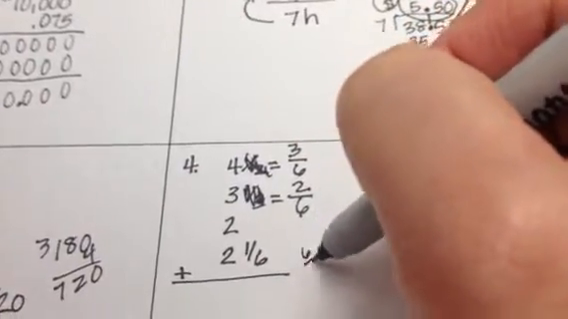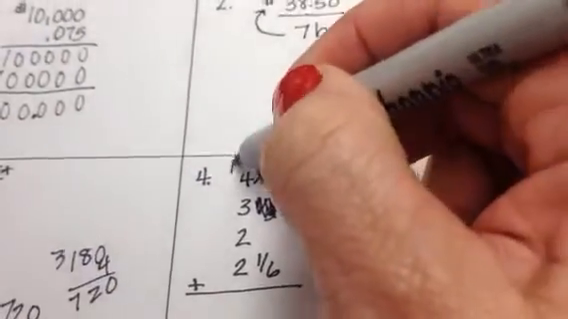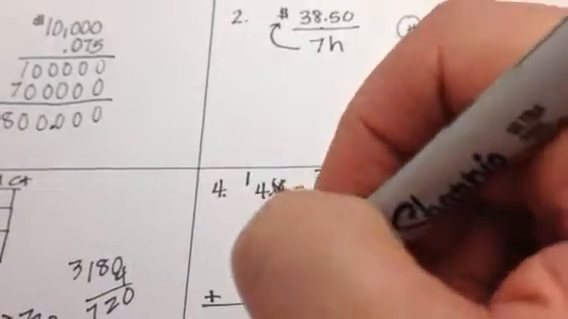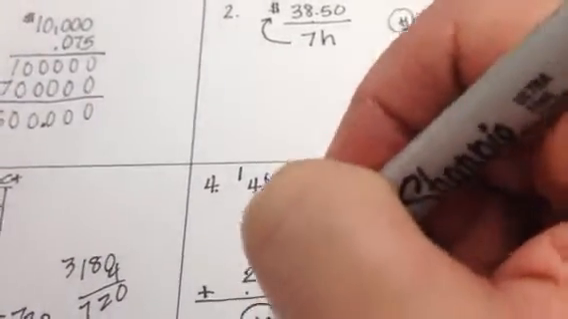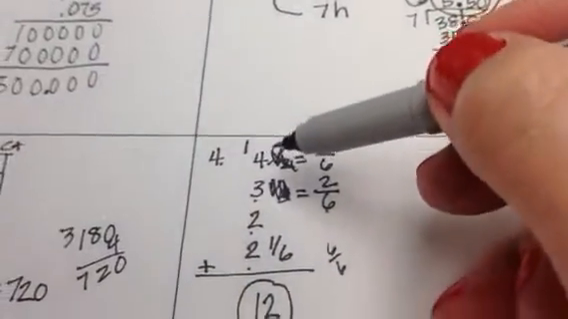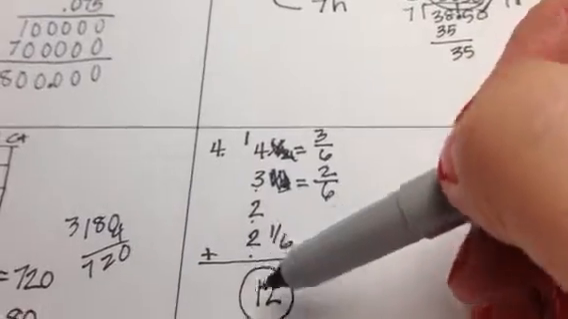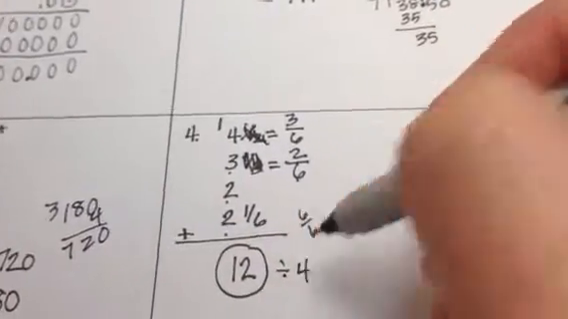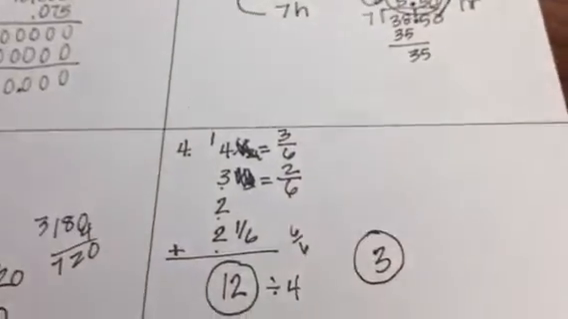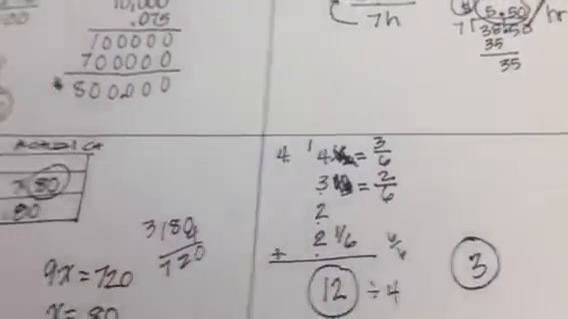Oh no, what's 6 sixths? That's a whole number, right? So put that whole number up there. You got 5, 6, 7, 8, 9, 10, 11, 12. Now, is that my answer? No, because it's asking for average. So how many numbers did I have altogether? I had 4. So 12 divided by 4 equals, yep, you got it, 3. So 3 is the average.